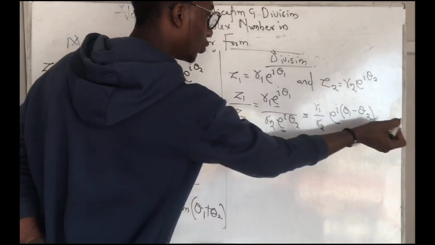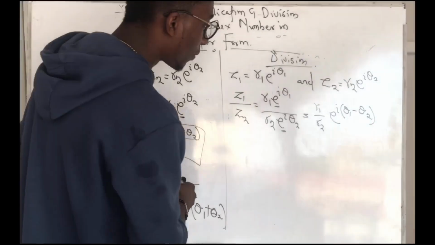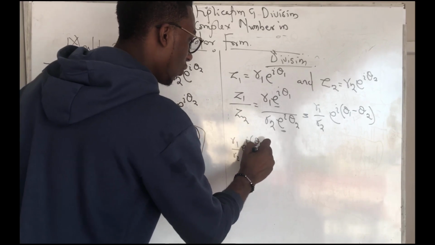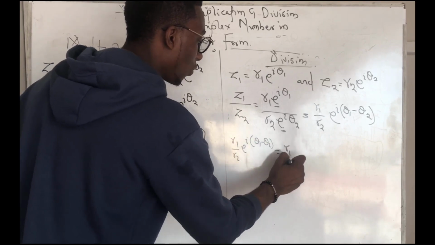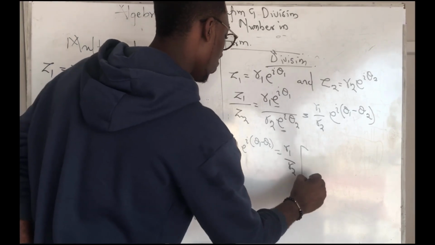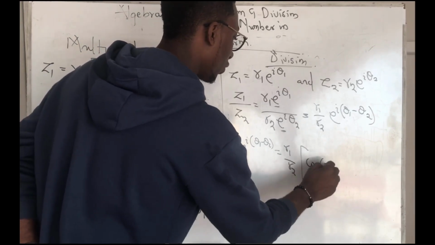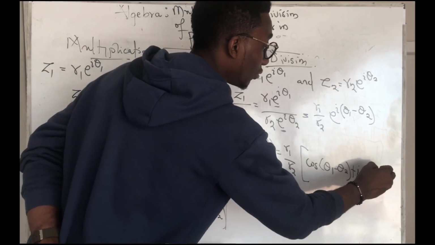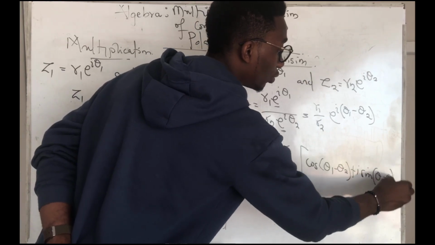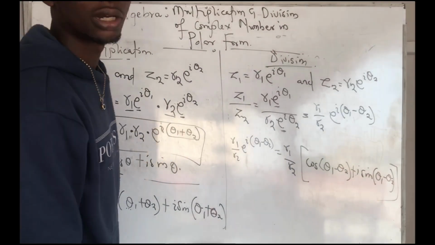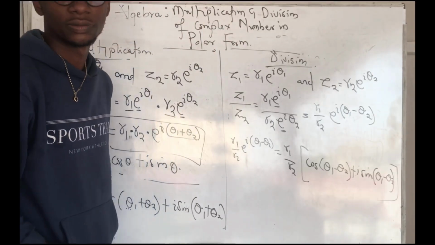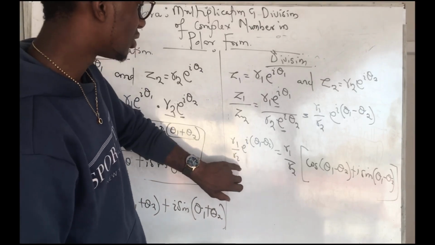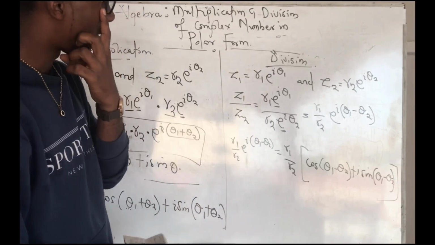Now if you want to extend this into the form of the sine and the cosine functions, then you can say r1 over r2 e of i theta 1 minus theta 2 is equal to r1 over r2 multiplying cos of theta 1 minus theta 2 plus i sine of theta 1 minus theta 2. And this is how you can divide complex numbers in their polar forms.